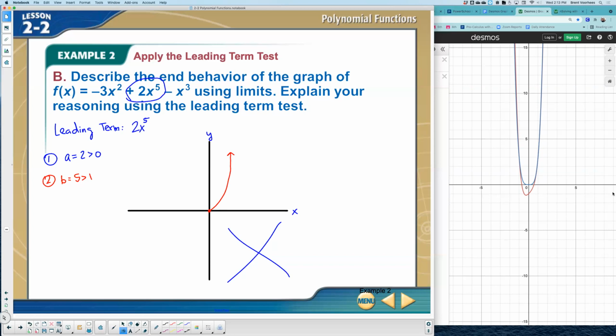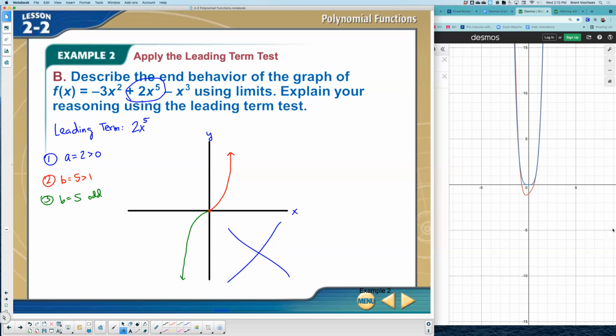All right, and then finally, rule 3. What's going to happen on the left side? Even or odd? Goes through the origin and diagonal across. So it'll curve towards the y in this quadrant down here.